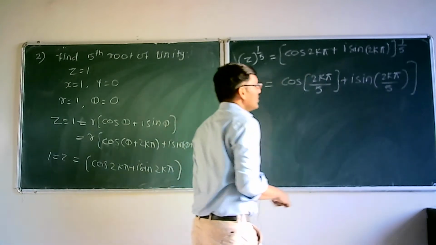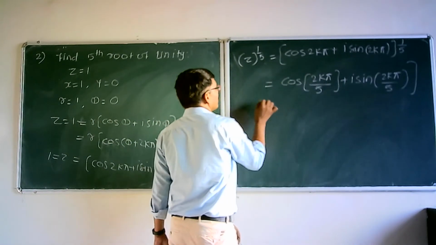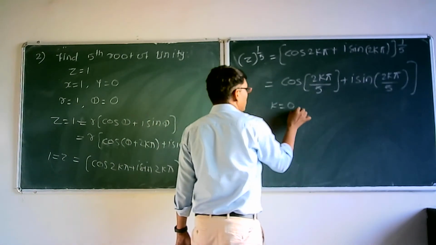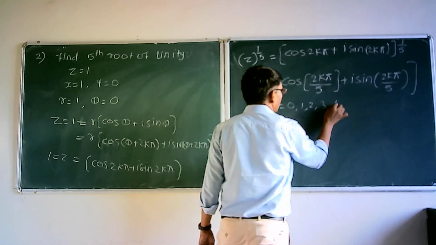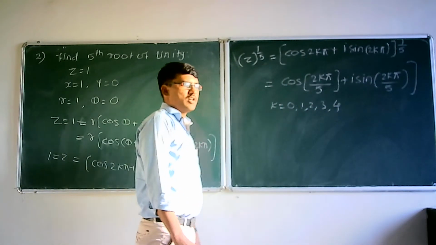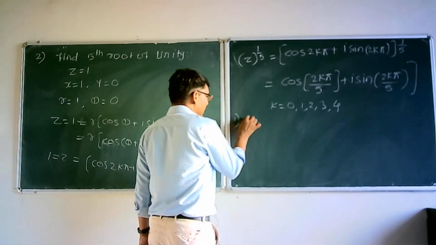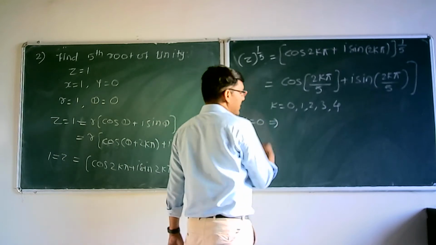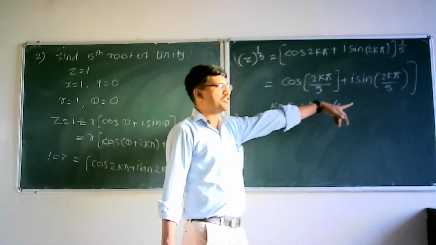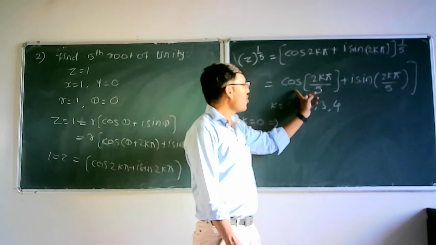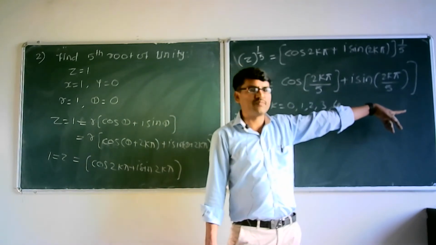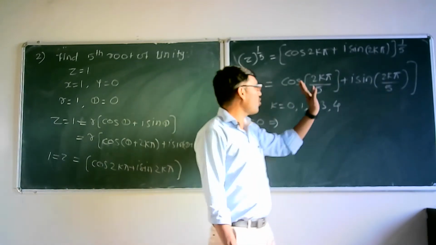So this is where k varies from 0, 1, 2, 3, 4, up to n minus 1, that is up to 4. So the first root we can find by putting k is equal to 0. So in this equation we put k is equal to 0: cos 0 plus i times sin 0. So we know that sin 0 is 0 and cos 0 is 1.